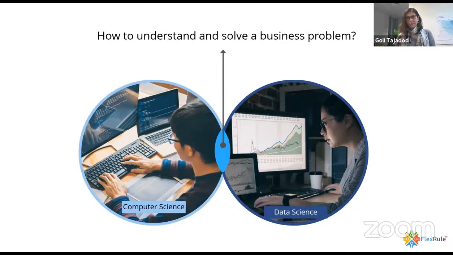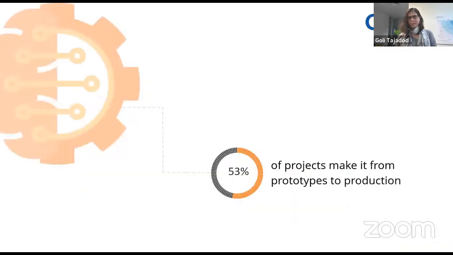like how do we identify a business problem and solve it with the relevant tools. And it's no surprise that you can see only 53% of projects go to production from prototype. When organizations put together teams from data science and computer science and PhD algorithms, and they hope they can identify the business problem and solve it, well, hope is not a strategy.